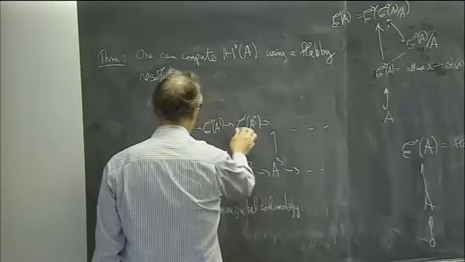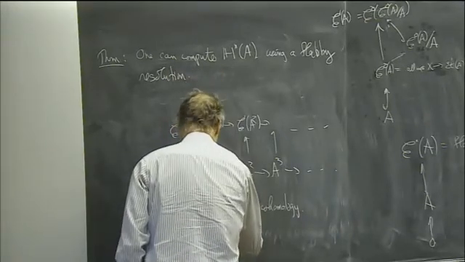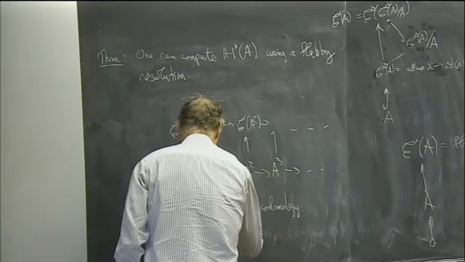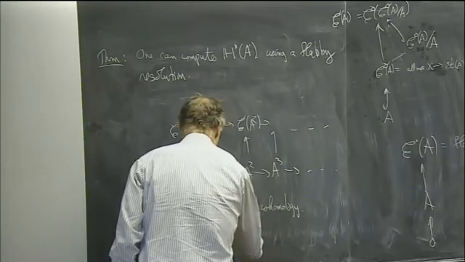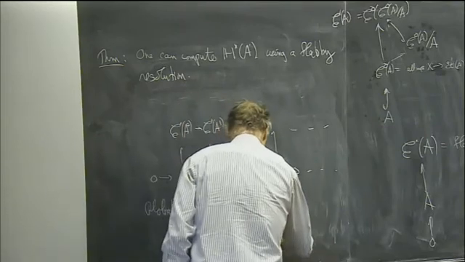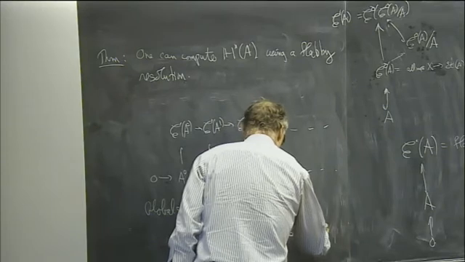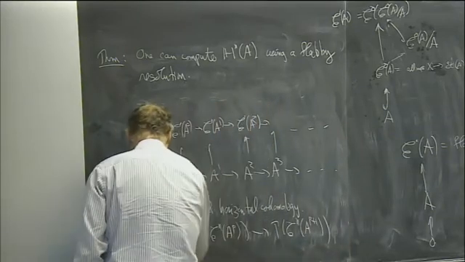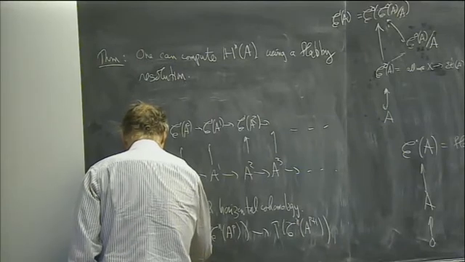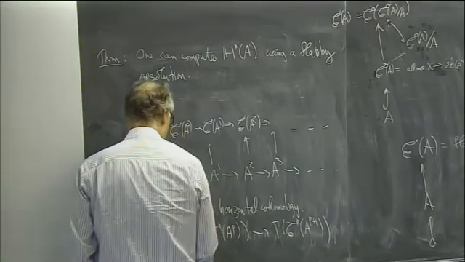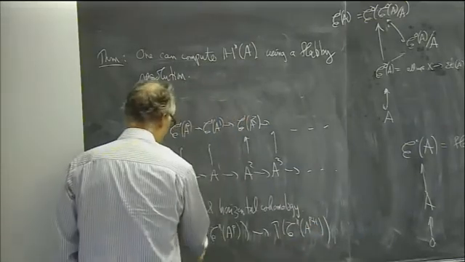So let's look at some place. Let's look at the sections of C^n of A^p into sections of C^n of A^{p+1} coming from sections of C^n of A^{p-1}. So I want to calculate the cohomology in the horizontal directions of global sections.